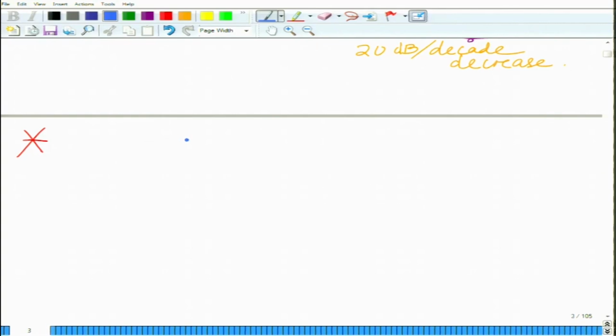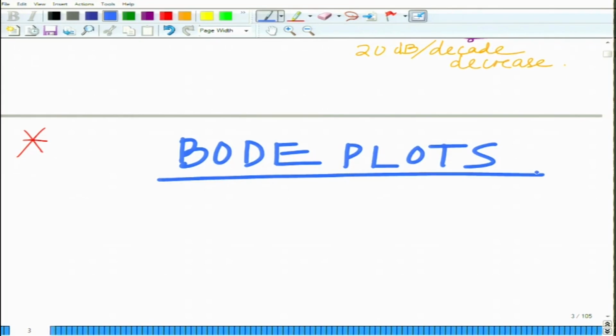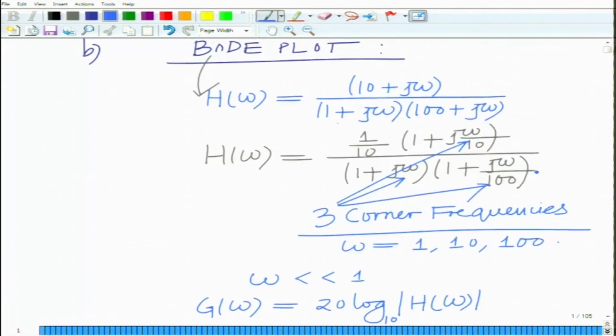So, we are looking at the example problems for the Fourier transform, particularly focusing on the Bode plot to represent both the magnitude as well as the phase response of an LTI system. Okay. So, we are looking at the Bode plot, specifically. And in particular, we are looking at this transfer function (10 plus j omega) over (1 plus j omega) into (100 plus j omega), correct.